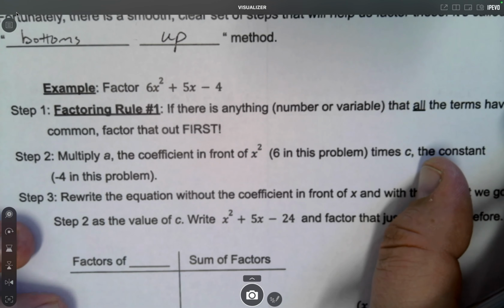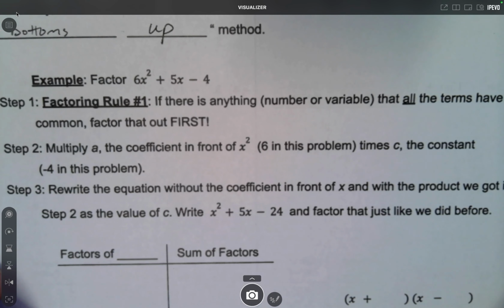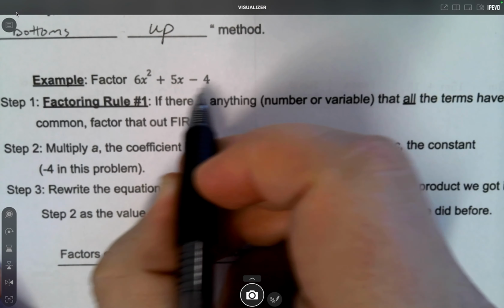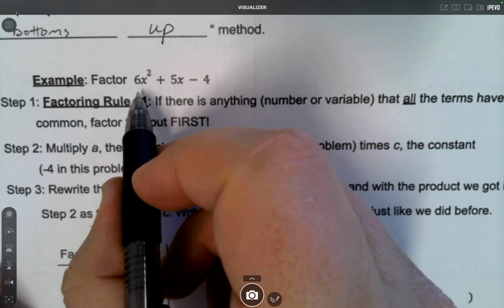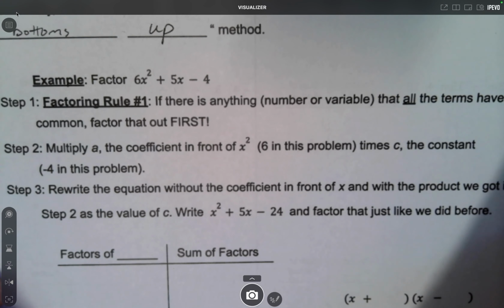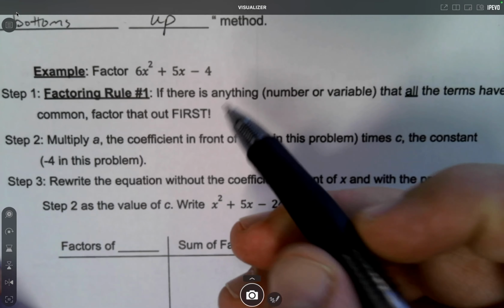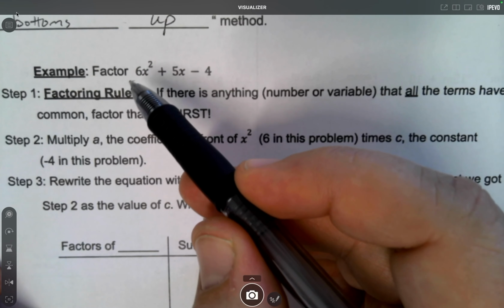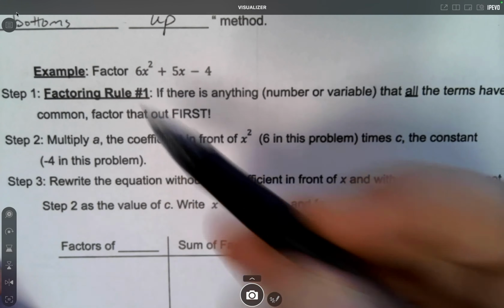So factoring rule number 1, if there is anything, a number or a variable, that all the terms have in common, factor that out first. Well, as you look here, they don't all have an x, and there's no number that goes evenly into 6, 5, and 4, other than 1, of course. Step 2, multiply a, which in this case is 6, it's the coefficient in front of x squared, times c, which is negative 4, the constant. So 6 times negative 4 is negative 24.